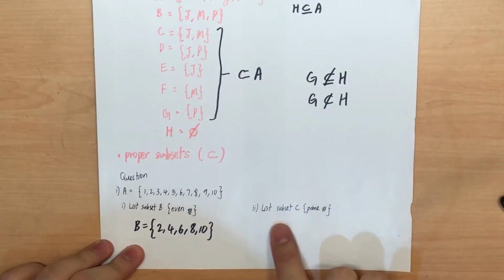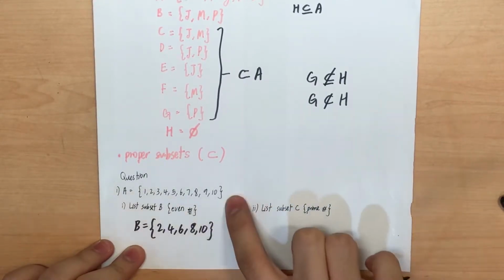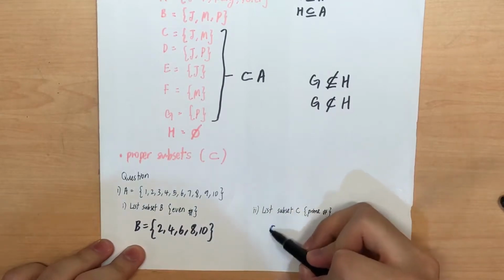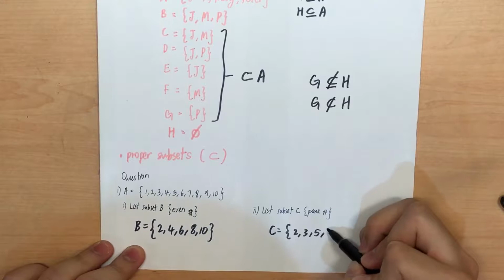Question number 2, list subset C, where C is the subset of prime numbers of A. That means C is only 2, 3, 5, and 7.